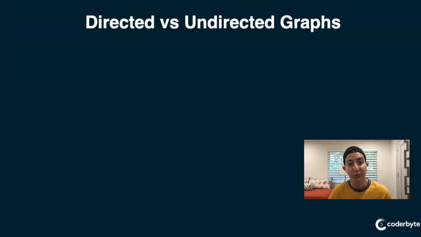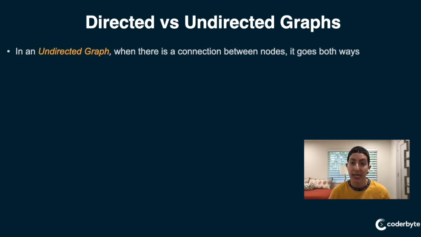So I mentioned this when we were working on the implementations of graphs, but there's this concept of directed versus undirected graphs. Undirected graphs mean that the connection is both ways, aka node A is connected to node B, and node B is connected to node A just as much.